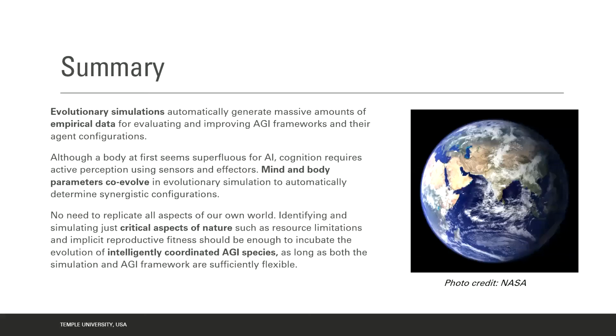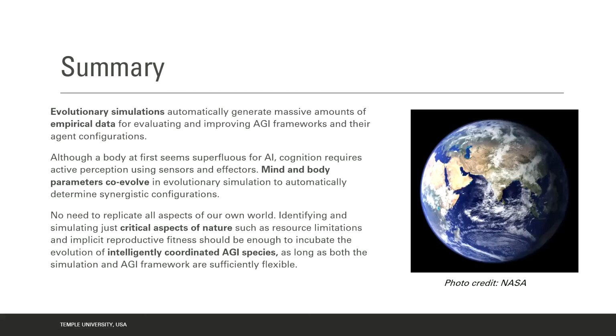And so in summary, the evolutionary simulations automatically generate huge amounts of empirical data, which can be used to evaluate and improve AGI frameworks and also agent configurations. And although a body at first seems superfluous for a computer system, an AI system, cognition requires active perception using sensors and effectors. So the mind and body parameters co-evolve in evolutionary simulation to automatically determine those configurations, which are very synergistic. And there's no need to replicate all the aspects of our own physical world.